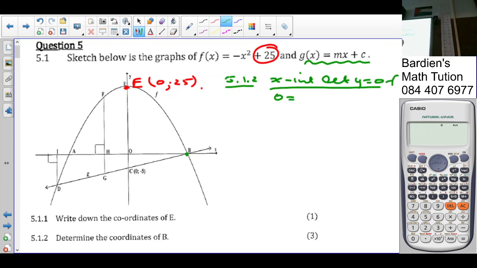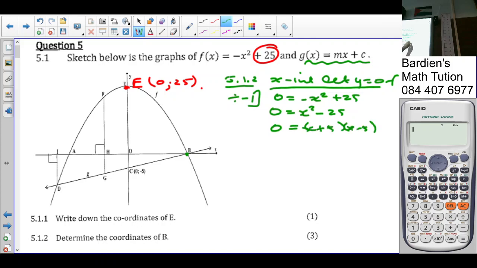So 0 is equal to negative x squared plus 25. I divide by negative 1. So 0 is equal to x squared minus 25. Difference of two squares, x plus 5, x minus 5. So what do we say now? x plus 5 is equal to 0, so x equal to negative 5. Or x minus 5 equal to 0, x equal to 5.